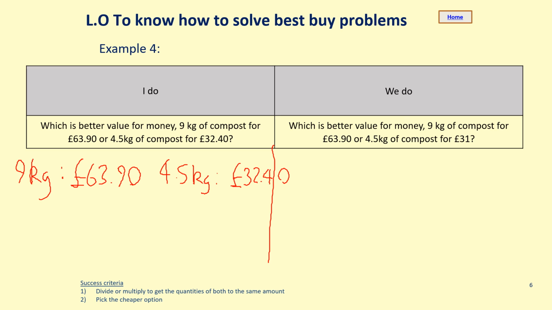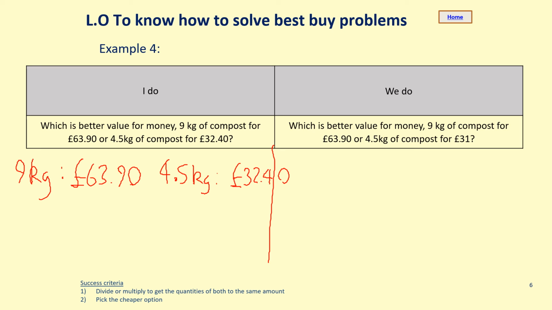So, what would be really good is if you could notice in this question the relation between 9 kg and 4.5 kg. And remember, we just need to get the quantities to the same amount so we can compare the prices directly. So instead of finding out 1 kg in both these deals, because that's going to require us dividing £63.90 by 9 and dividing £32.40 by 4.5, which I don't much fancy doing without a calculator. So the easiest thing to do in this one, well, 4.5 kg is half of 9 kg.